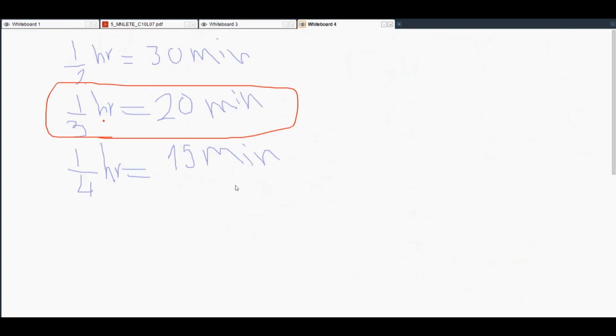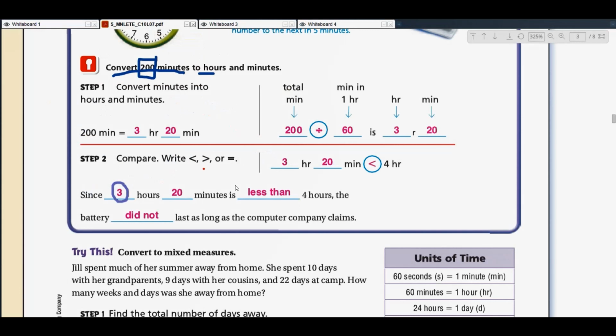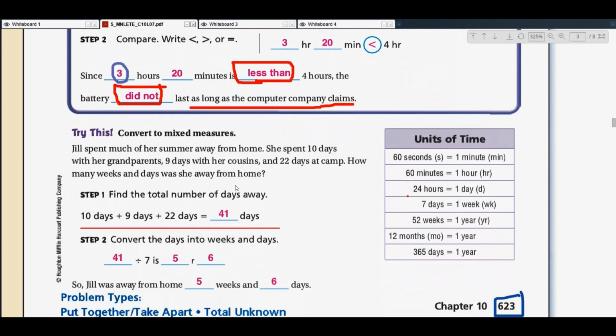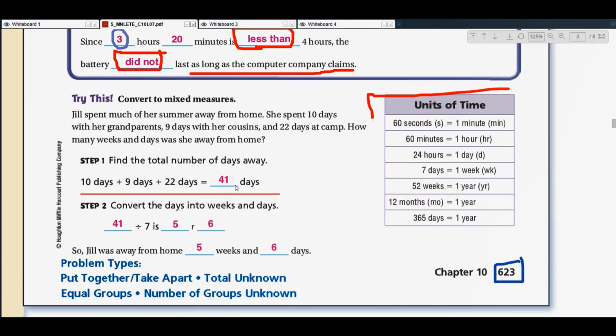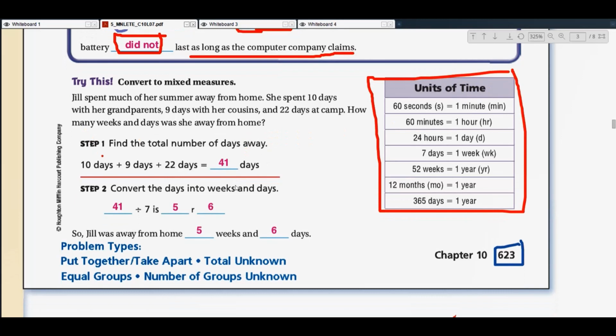Okay, so it's very simple. You have to memorize it, you have to keep it in your mind because you are going to use it in your conversion. Okay, so we have here 3 hours and 20 minutes, which is less than 4 hours, of course. So the battery did not last as long as the computer company claims. Okay, this is our conversion table. This is all about time, guys.